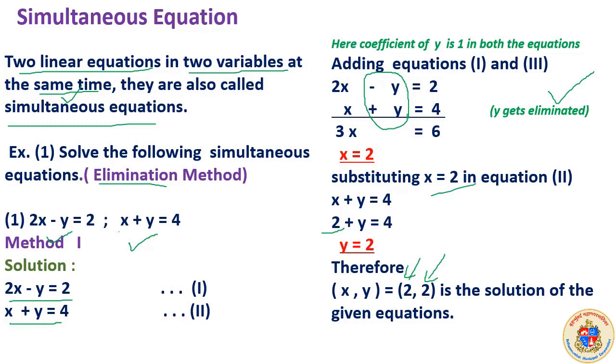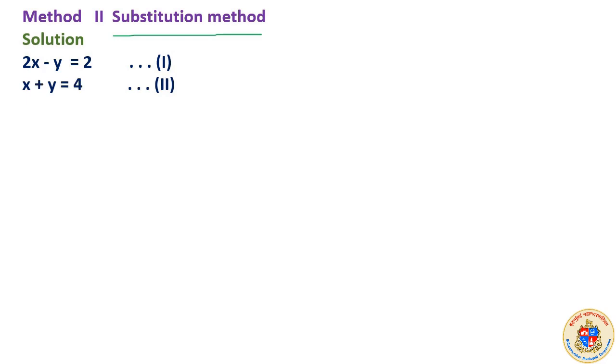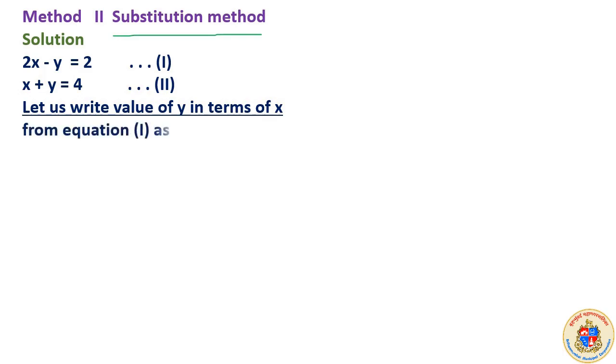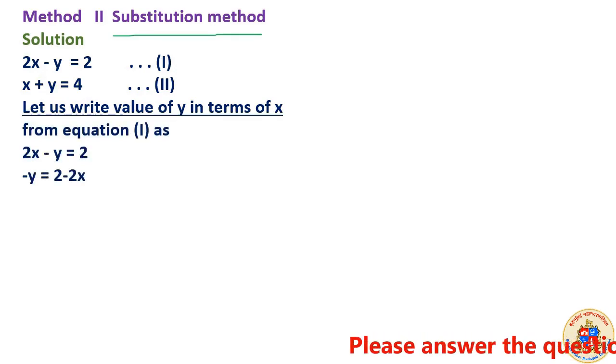There is another way of solving the same question. I will show you. The method is named the substitution method, in which you will be substituting one in the place of the other. Same question, 2x minus y is equal to 2, x plus y is equal to 4. Now we will try to write the value of y in terms of x. That means we will first find y from any one of the equations. Which one, the first equation or the second equation? Taking the second equation is easy, but I am taking the first equation.